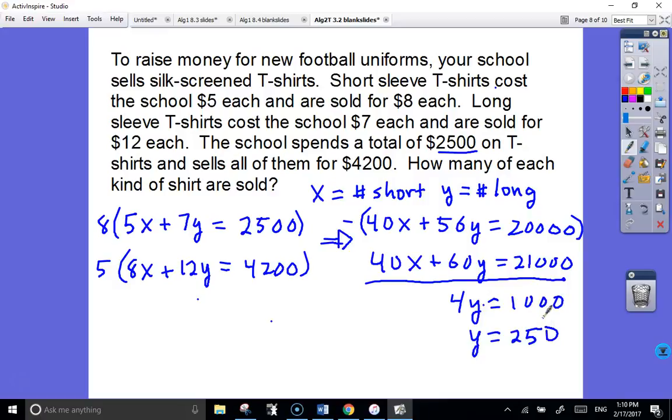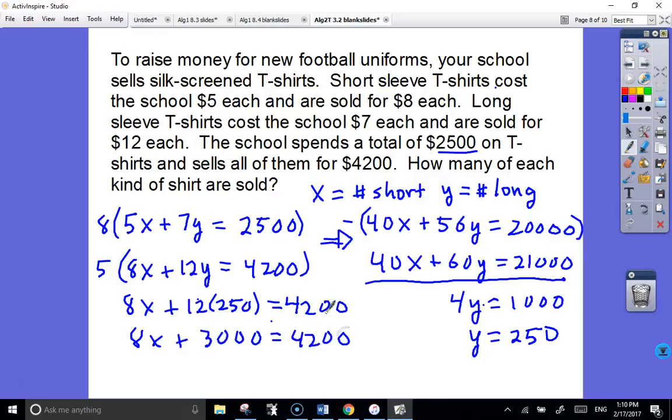Right, now we've got to solve for the other. I think I'm going to go with the second equation. 8x plus 12 times 250 equals 4,200. 12 times 250 is 3,000. Subtract 3,000. 8x equals 1,200. So x equals 150.